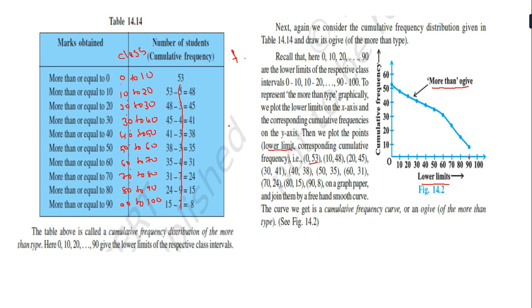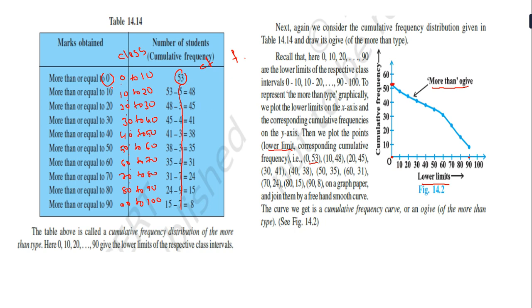Now the corresponding value of cumulative frequency, that is CF. For more than type, we always have to subtract from the cumulative frequency to get the values. So 53, 48, 45. Now for 0, the corresponding value is 53. So here 0 is there, corresponding value is 53.